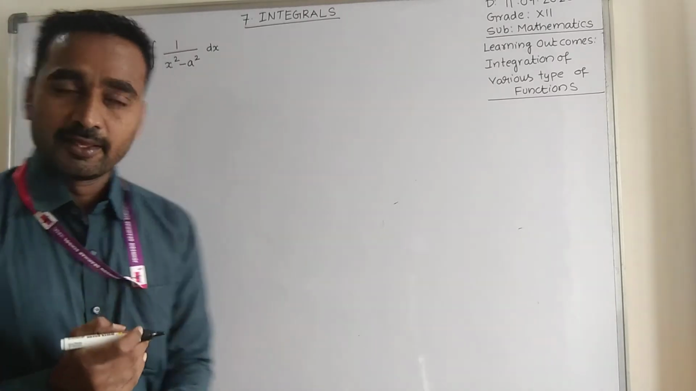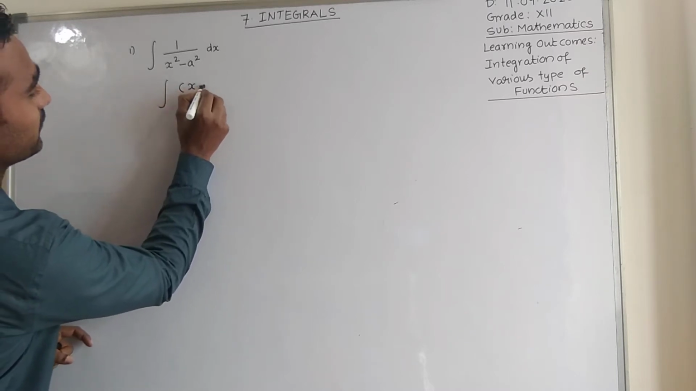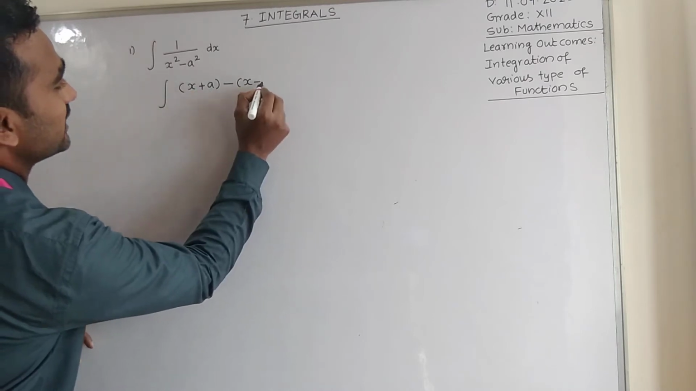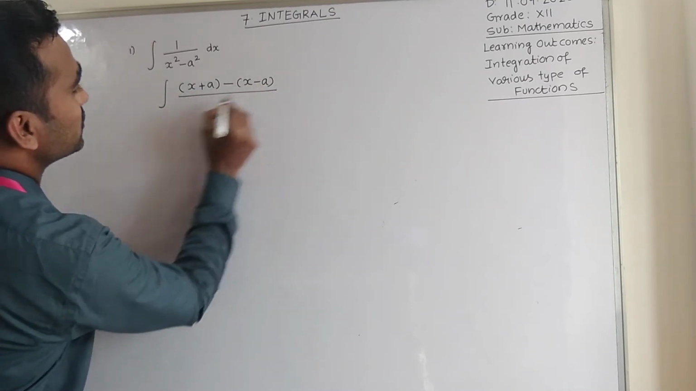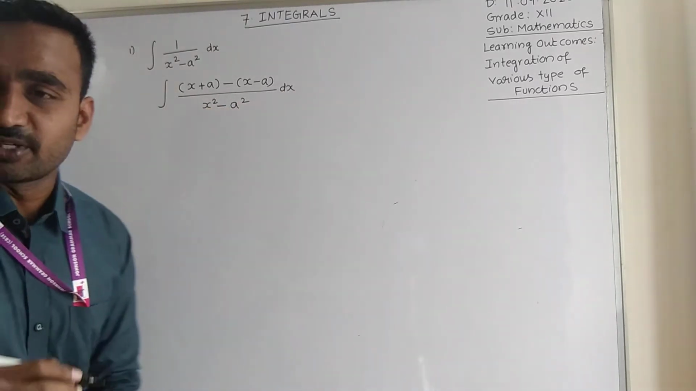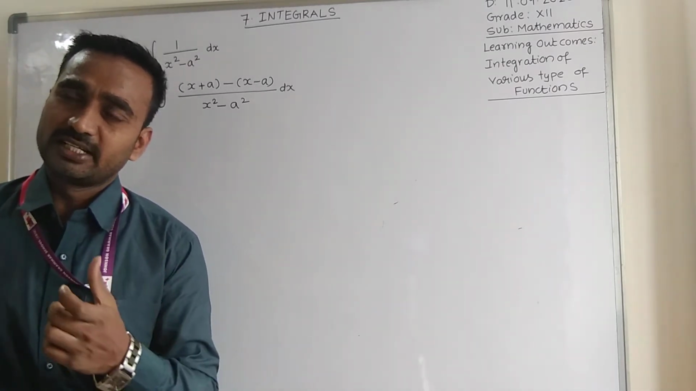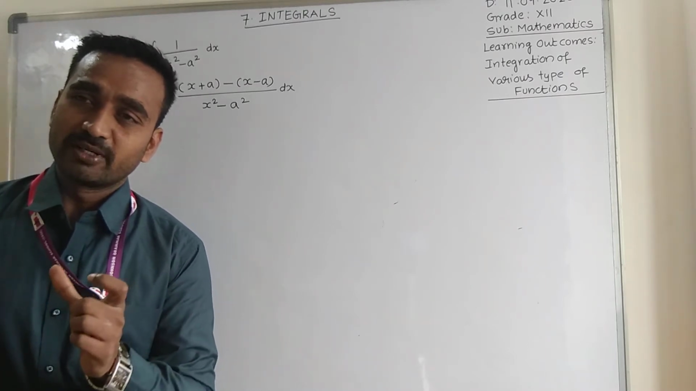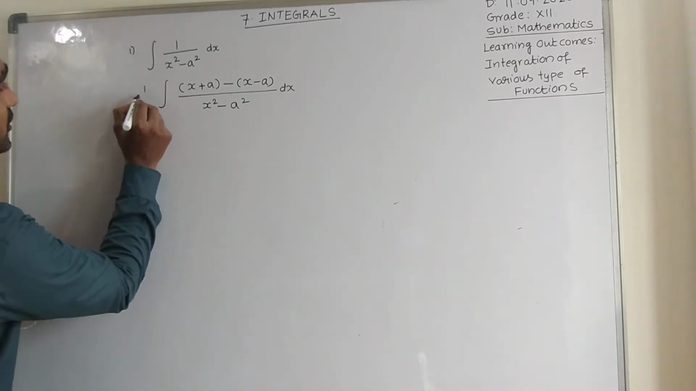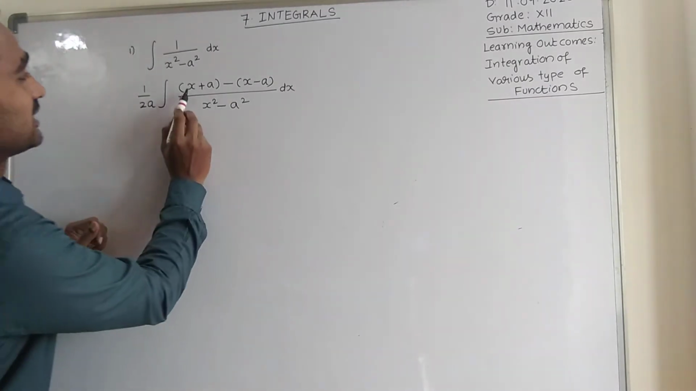So students, here see 1 upon x square minus a square, just write x minus a minus x plus a, and x minus a by x square minus a square dx. Once you observe the numerator, x and x get cancelled. We have a minus of minus a. Totally the numerator is 2a. So multiply and divide by 2a. Now it is very clear. It is balanced. Now see, x and x get cancelled.